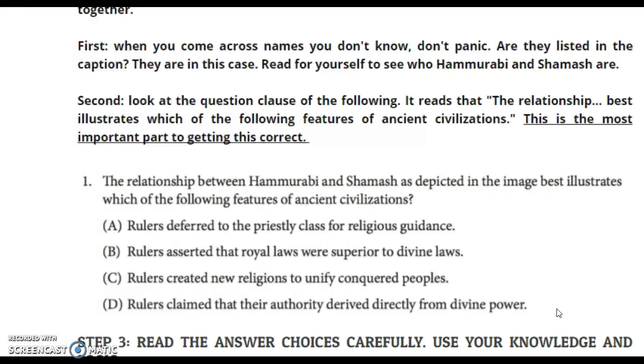So you look at the question clause. It reads, the relationship best illustrates which of the following features of ancient civilizations. This is the most important part. So the relationship here best illustrates which of the following features of ancient civilization. If something in here is not a feature of an ancient civilization, it's not going to be the correct answer.